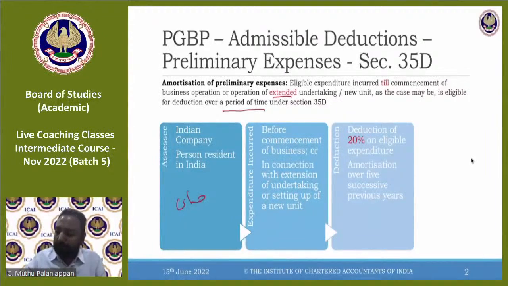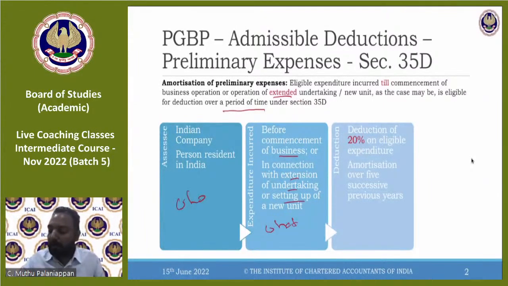Now, what is he going to claim as deduction? The expenditure that he has incurred before commencement of business, if it relates to a new business as a whole. In case it is in connection with some extension or some new activity, that is extension of an undertaking or setting up of a new unit, then before that date, whatever expenditure has been incurred, that is the deduction you are eligible for.